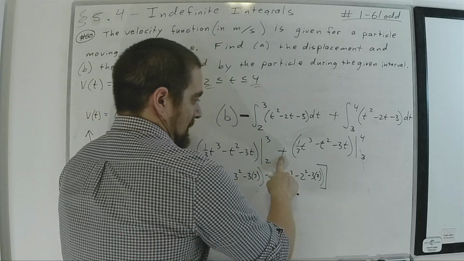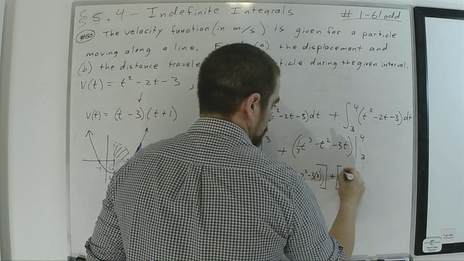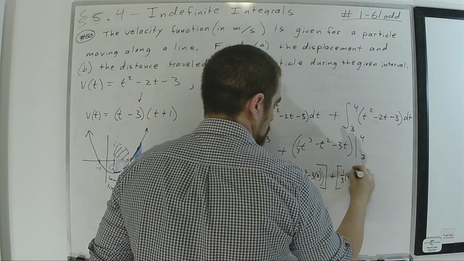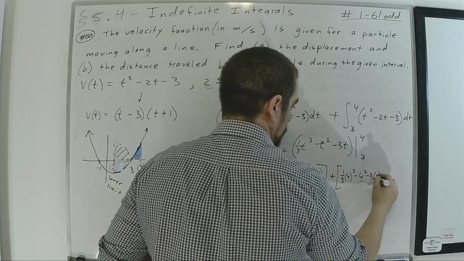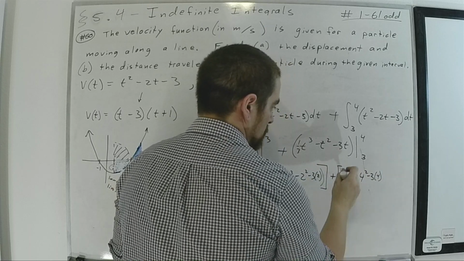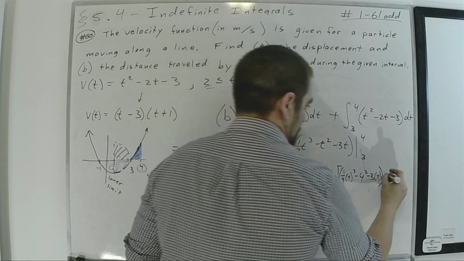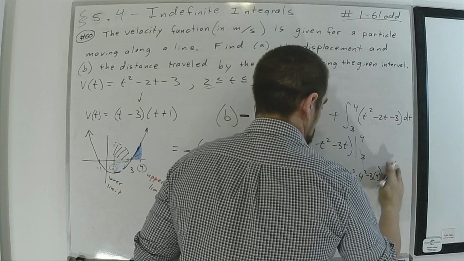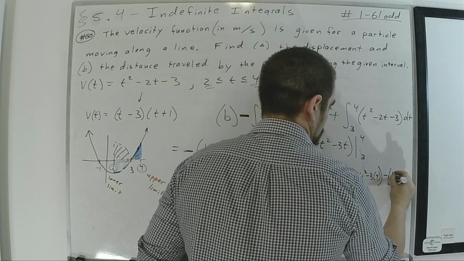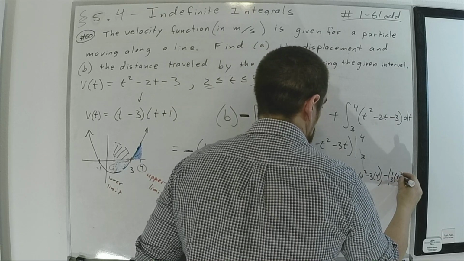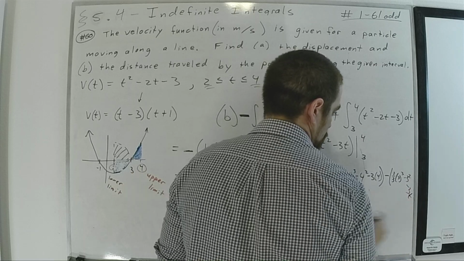Now I have to add on my upper bound of 4 plugged in: 1/3 4 cubed minus 4 squared minus 3 times 4. There is my upper bound of 4 plugged in. Now I have to subtract my lower bound plugged in, which is going to be 1/3 3 cubed minus 3 squared minus 3 times 3. Boy, that's hard to fit in.